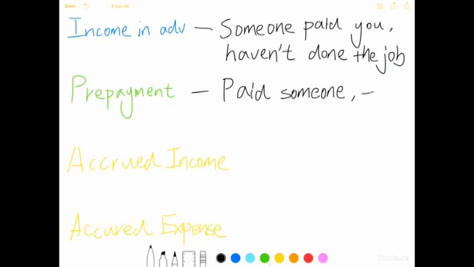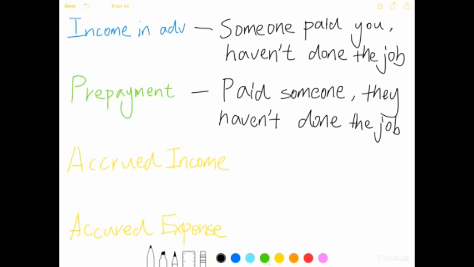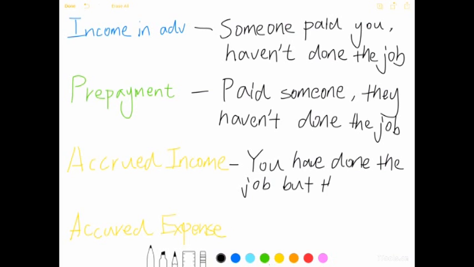So the second thing will be a prepayment. Prepayment is when you pay someone but they haven't done the job. So really it is the opposite of income in advance. For example, you are a company and you pay for, say, someone to deliver your equipment from East Auckland to city. When you pay them, is it going to be an expense? Well, under accrual accounting, it would not be an expense. Why? Because they haven't done the job yet. So it will not become your expense until they deliver the equipment for you.